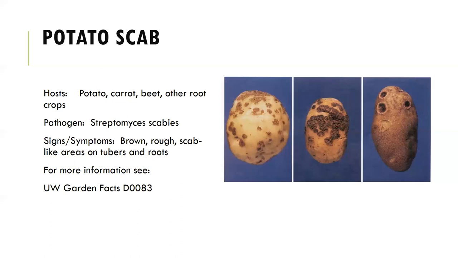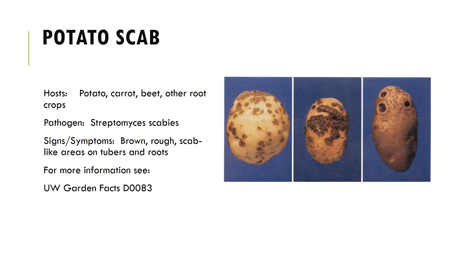There are some varieties that have some resistance to potato scab, such as Norlin, Russet Burbanks, and Superiors. These are pretty common. You should be able to find them at garden centers throughout the beginning of the season.